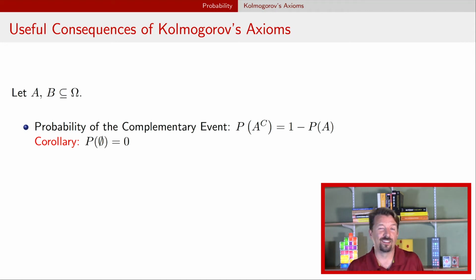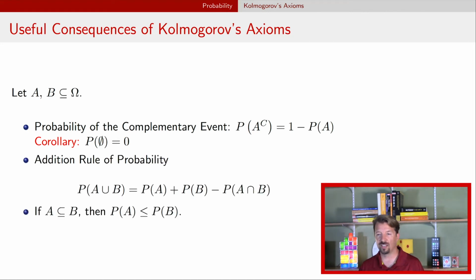From that, you can determine that the probability of the empty set is 0. Again, the empty set is the event that nothing happens, and the probability of that is 0, which makes sense because we already talked about how something always has to happen.